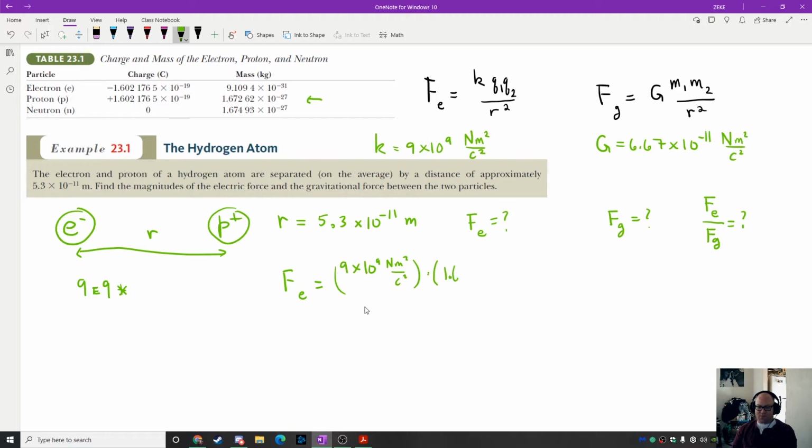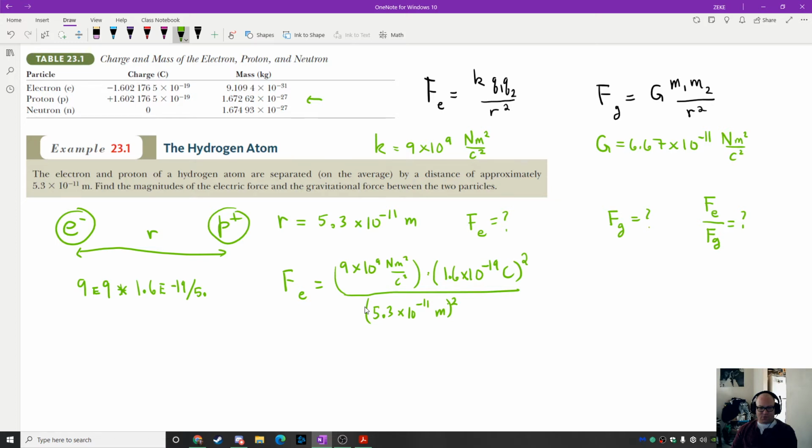So the charge of each particle is about 1.6 times 10 to the negative 19 coulombs. We don't really care so much about all these other digits. You can use more digits if you want, but you're still going to get pretty much the same answer. They both have the same charge, so we're going to square that. And then we just divide by our distance squared, so 5.3 times 10 to the negative 11 meters, and then that's squared. What this would look like in your calculator is 9e9 times 1.6e negative 19, and then you'd be dividing by 5.3e negative 11, and then these are squared, so this would be squared and this would be squared.